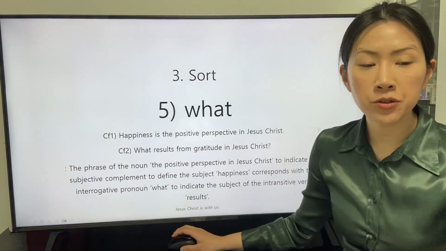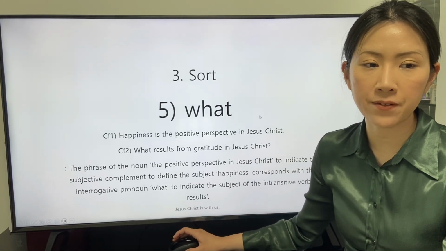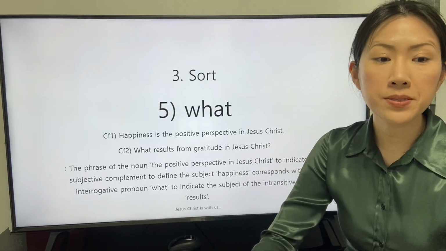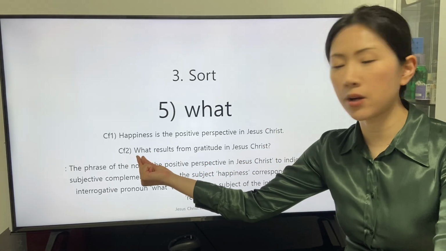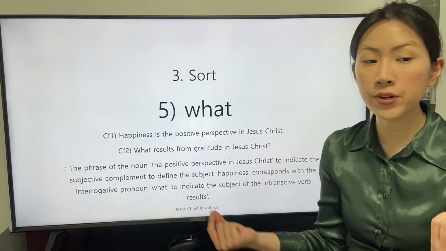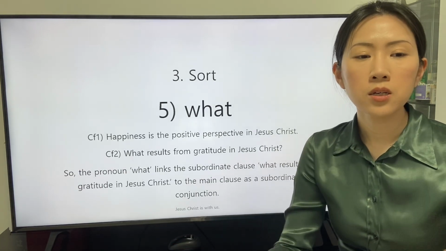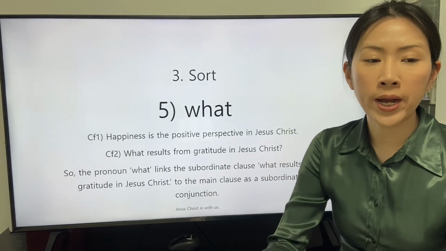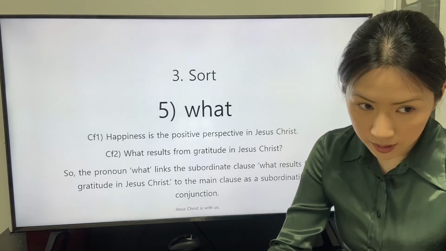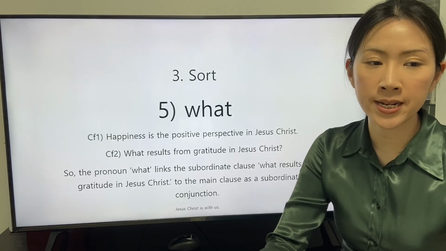The phrase of the noun, the positive perspective in Jesus Christ, to indicate the subjective complement to define the subject, happiness, corresponds with the interrogative pronoun what to indicate the subject of the intransitive results. So, the pronoun what links the subordinate clause what results from gratitude in Jesus Christ to the main clause as a subordinating conjunction.